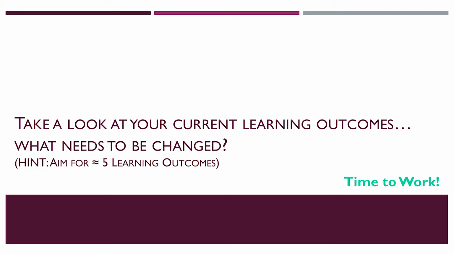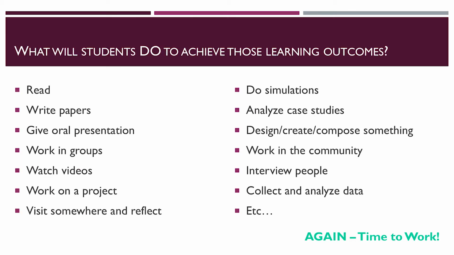All right, so if you can work on creating your learning outcomes, you want to aim for 5 in your class. You can go a little bit less than that if you want. You probably can go a little bit more. If you've got more than 7, it might get a little bit hairy.